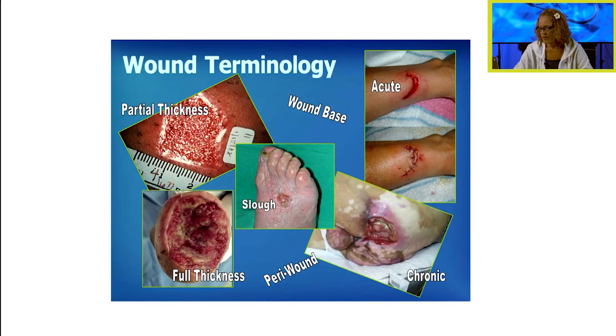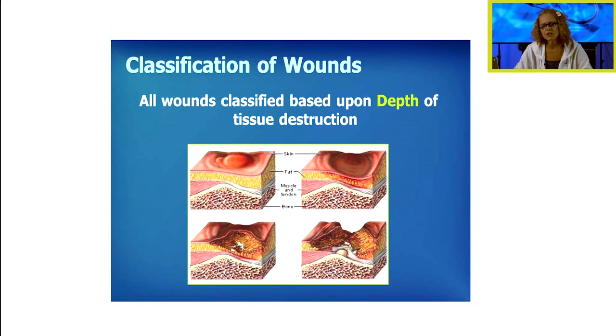I mentioned before that there are some graphic images here, and this is all for the purposes of learning. Okay, and so I want you to keep that in mind. So we're going to work on some terminology. We're going to learn about acute versus chronic wounds. We're going to be able to describe different aspects of the wound. And we're going to start by classification.